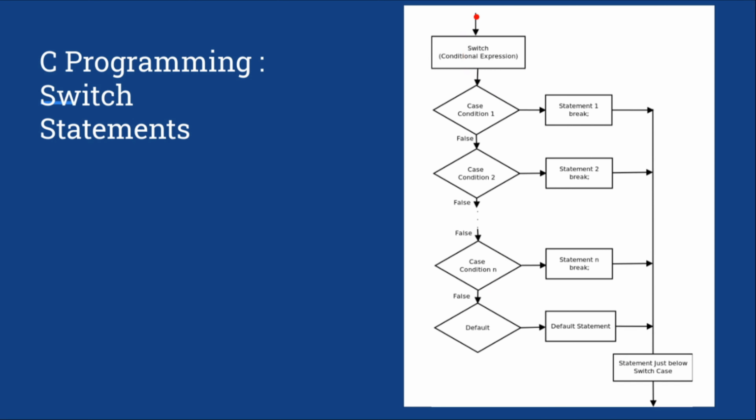Here we start our program. Our compiler reads the line switch, and we have some condition or an expression here. We have certain cases here. It will check the result and jump to that case, and it will execute that statement.